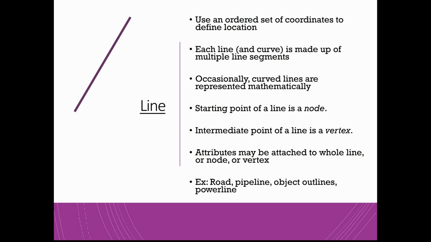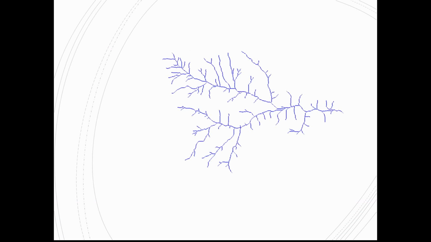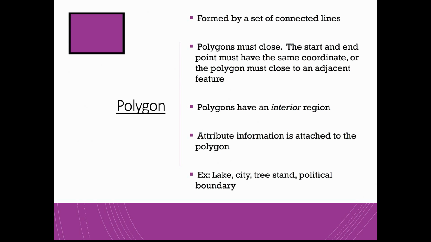This graphic shows a stream network represented by the line vector type. Sorry, I said that twice, but I didn't show it to you the first time, so here it is now. All right, on to the next one.